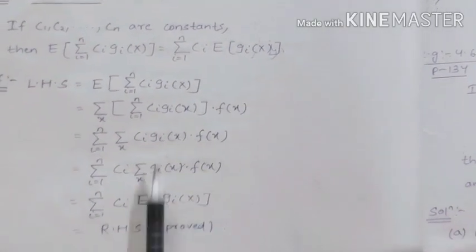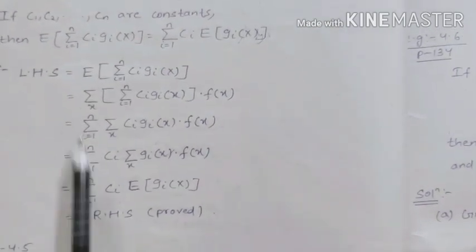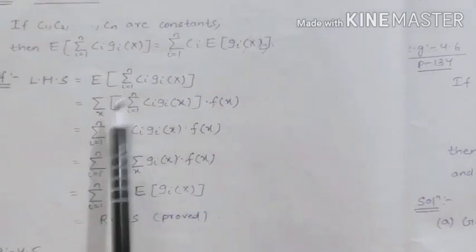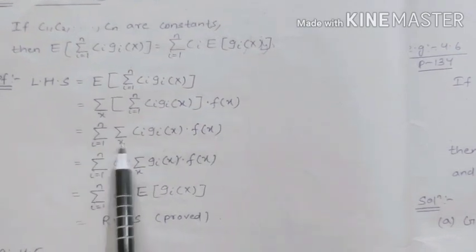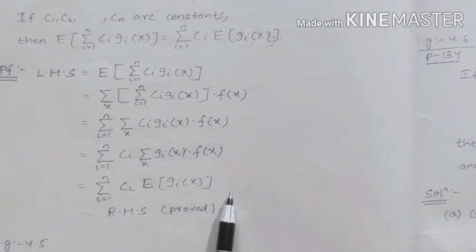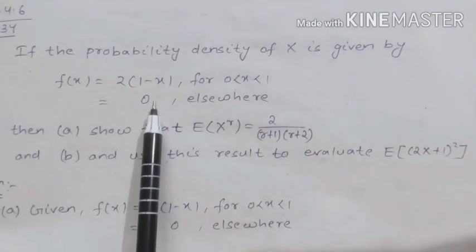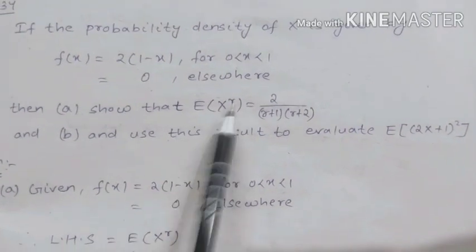And the proof is simple. E of the sum of ci gi of x equals the summation, and the double summation equals this, with ci on the left side and E of gi of x, and hence proved. F of x is given. You have to find the expectation of x to the power r.